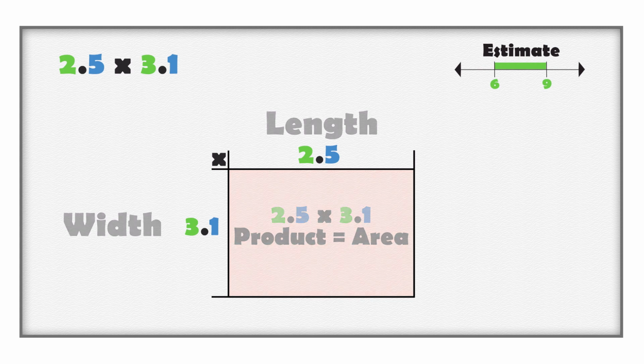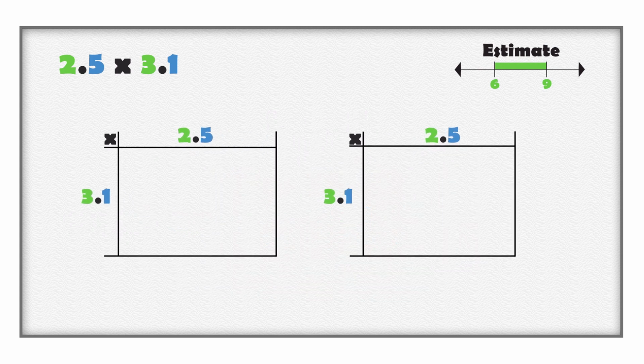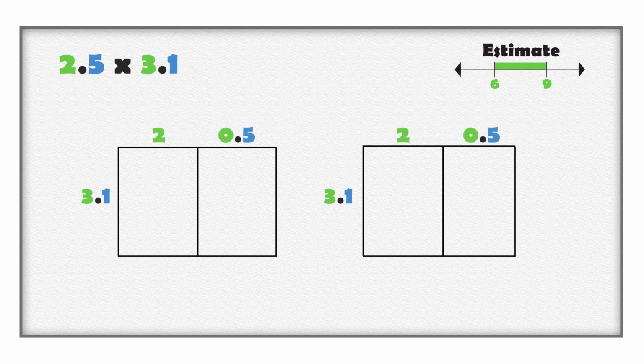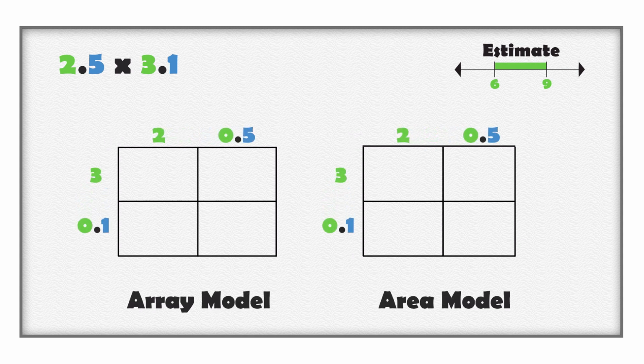To multiply these numbers, we organize the digits by place value. We have 2 5/10 and 3 1/10. In the area model, the length of 2 is longer than the length of 5/10. The width of 3 is longer than the width of 1/10.